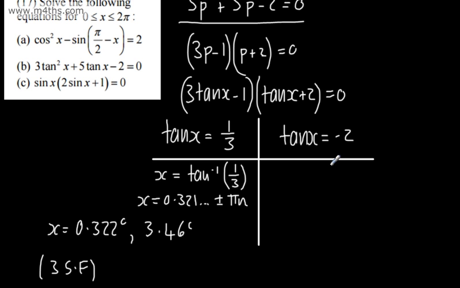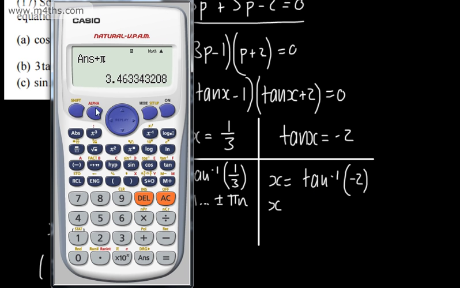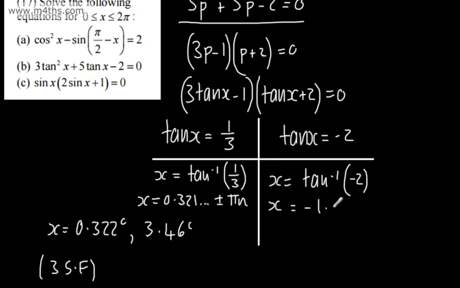Okay, let's deal with this one. So x is going to be equal to the inverse tan now of negative 2. Principal value for x, let's go ahead and do that. This is going to give us a negative value. So shift tan, inverse tan of negative 2. Negative 1.107 plus or minus multiples of pi.